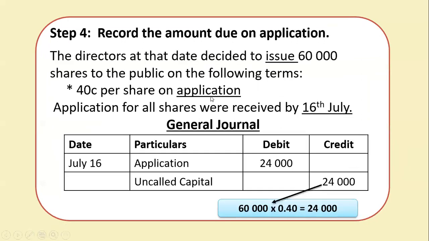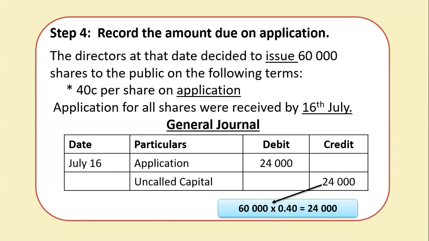And step number 4 is to record the amount due on application. Of course, the amount due is the same as the amount received, which is 24,000. So debit application 24,000 and credit uncalled capital 24,000. Application is debited, and in the cash received from application, it's credited. So again, this is another example of an account that will be closed when it comes to ledger posting and balancing of the account at the end of the accounting period.